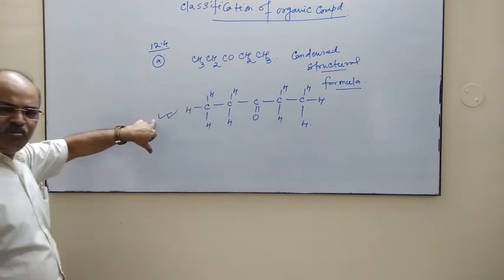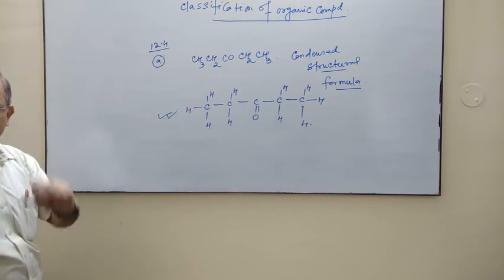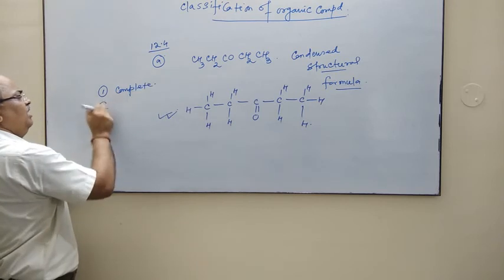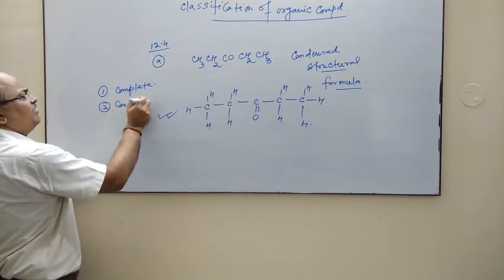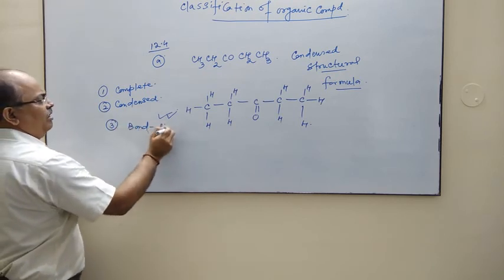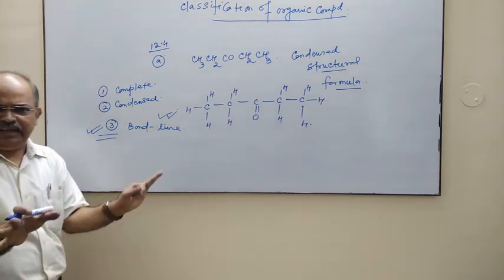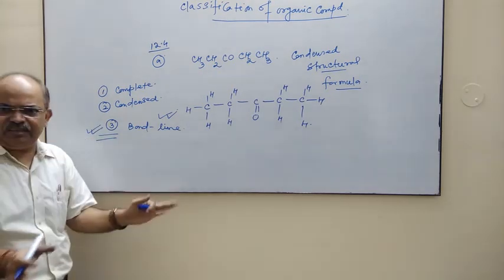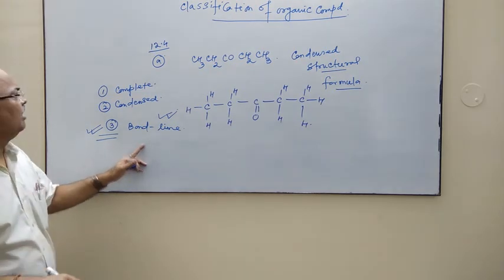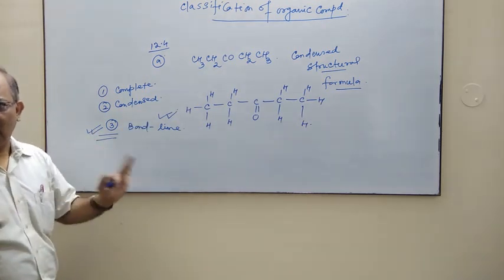Because we already told you in the online class that the structural formula can be written in 3 different ways. The first is your complete structural formula, the second is your condensed structural formula, and the third is your bond line formula. Bond line formula we will discuss later on. We will not teach bond line now; after 1-2 classes, when you know some nomenclature, then I will discuss the bond line formula. So what is complete and what is condensed? I hope it is clear to all of you.